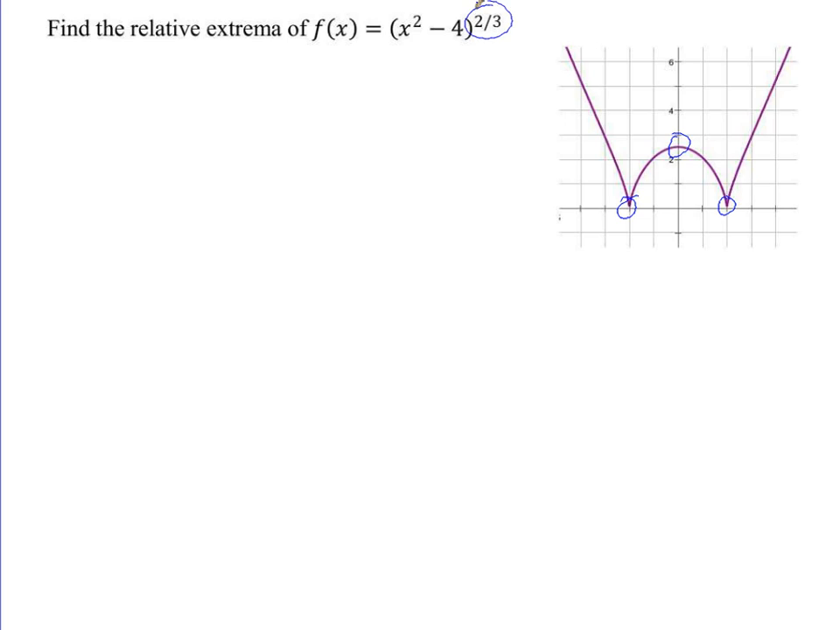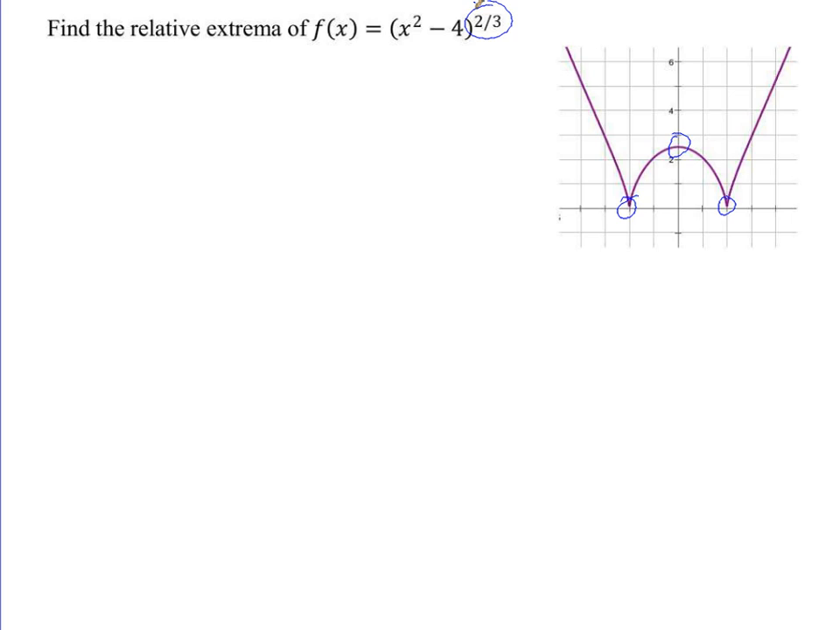It's usually a good indicator that you're going to have some sort of break in the function when you're working with rational exponents. To the 2/3 power, when we take the derivative of that, will become to the negative 1/3 power. And now I'm going to have x's in the denominator, which means I'm going to have to worry about division by 0 when I take the derivative. Okay? So that's where those other critical numbers are going to come from.